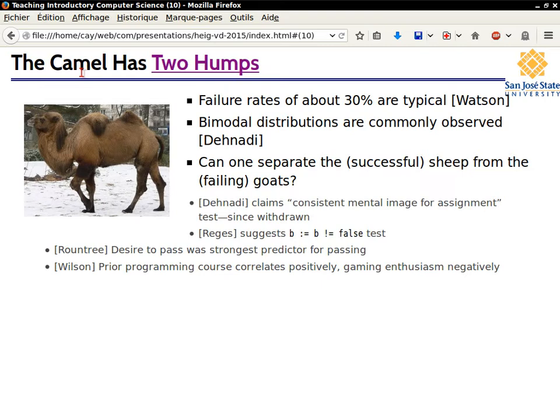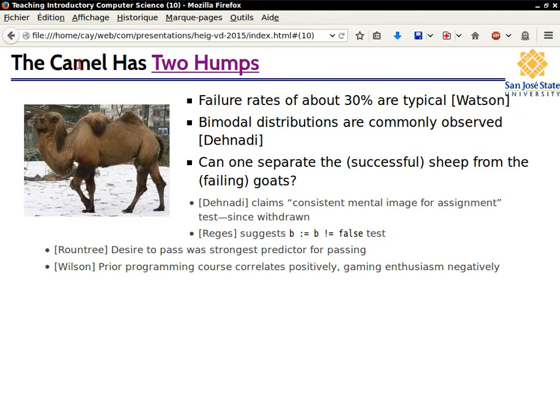And they found that the people who worked through that lab and got a consistent set of answers, even though they were the wrong answers, were the ones who would later pass the course. Whereas the ones who used their intuitive feeling of what assignment might mean didn't pass the course at a very high rate.